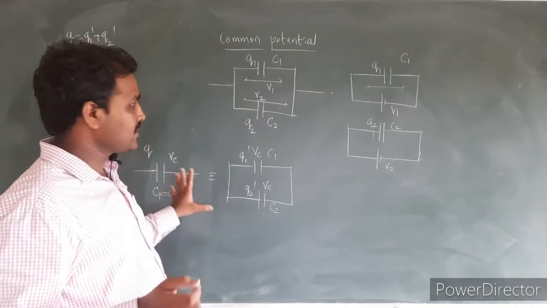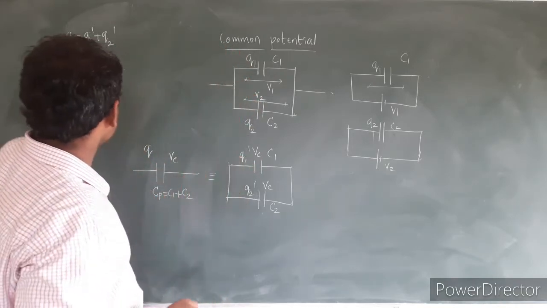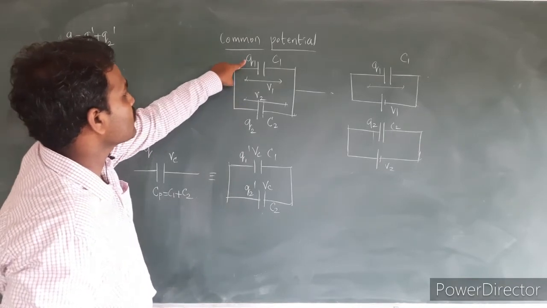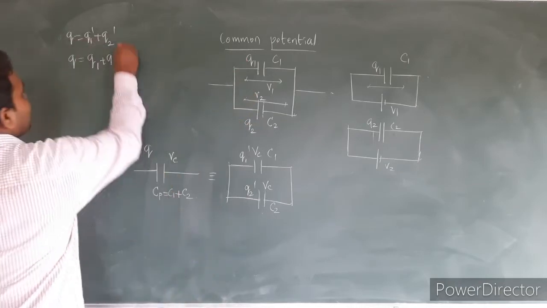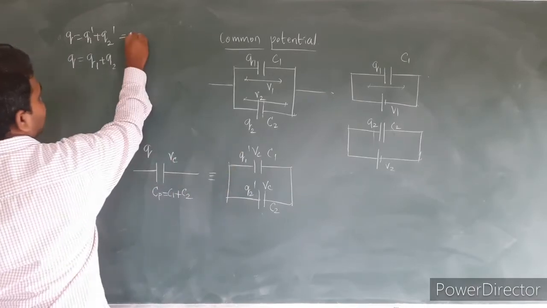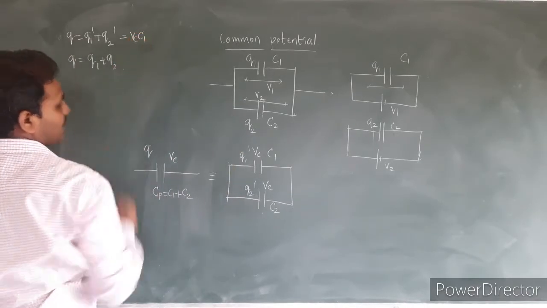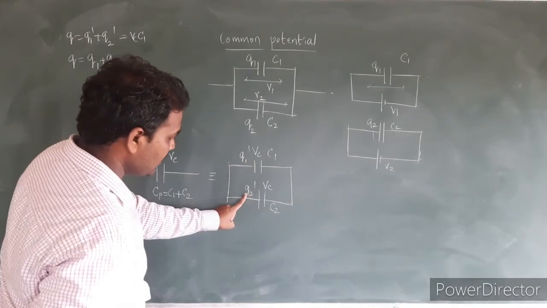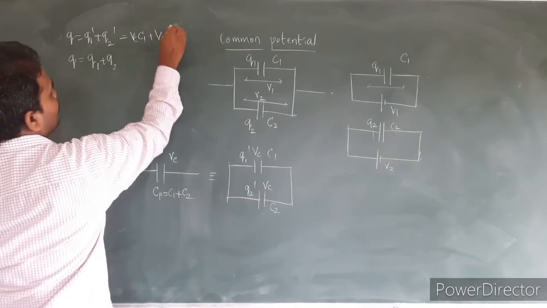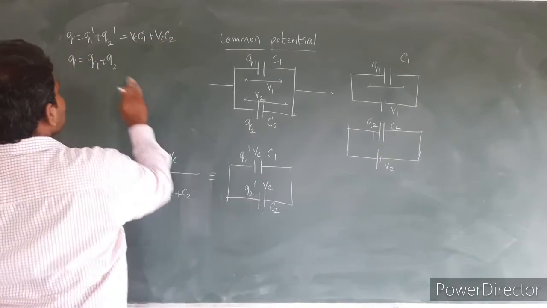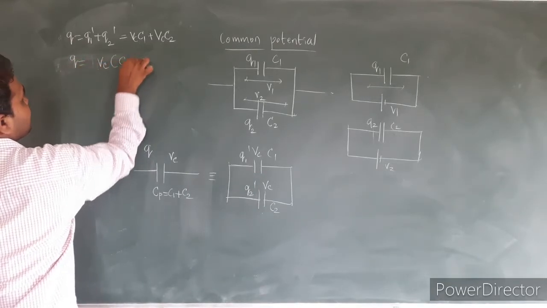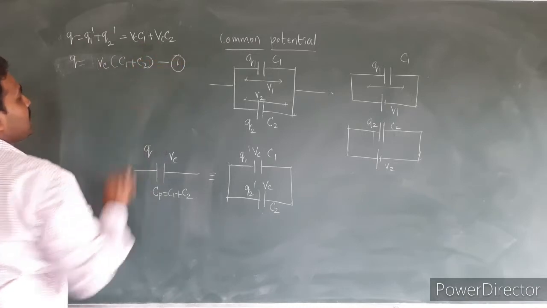Here I have two circuits. From this circuit I can write Q is equal to Q1 dash plus Q2 dash, and from this circuit I can write Q is equal to Q1 plus Q2. Now this equation can be written as, look at this, Q1 dash is equal to Vc into C1, and Q2 dash is equal to plus Vc into C2. Here Vc is common, so I can write Q is equal to Vc into (C1 plus C2). Let it be equation number 1.